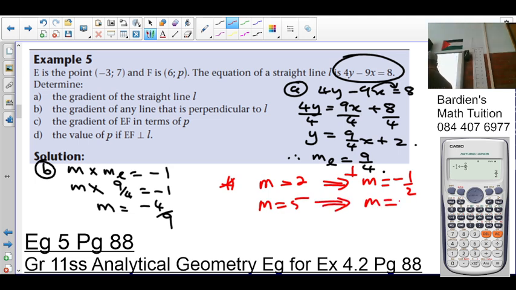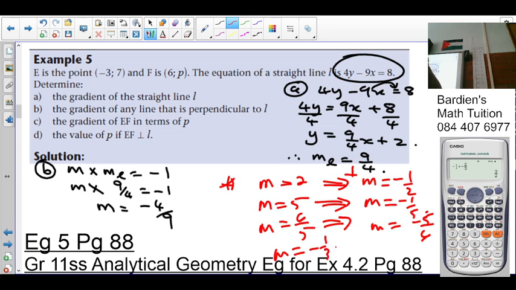What if the gradient is 5? The gradient is going to be negative 1 over 5. If the gradient is 6 over 5, it will be negative 5 over 6. What if the gradient is negative a third? It will be 3. What if the gradient was negative 8? 1 over 8. You guys understand?